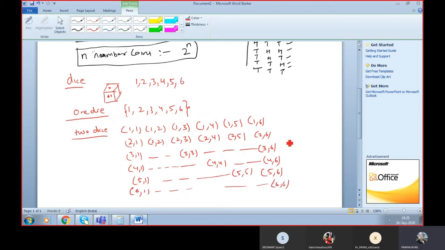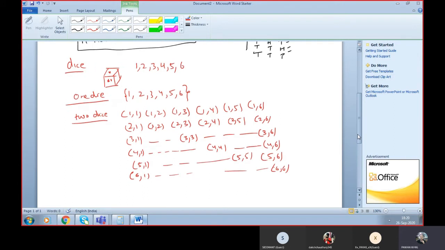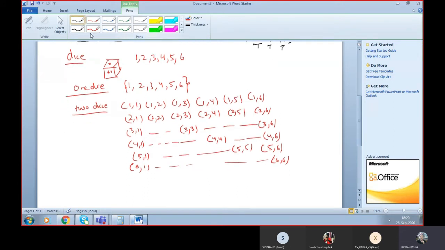So why did I design this sample space? First of all, you have to understand why there are six outcomes, because here we use a general trick: 6 raised to 1 is 6. That's why for one die, the total number of outcomes is 6. For two dice, the total number of outcomes is 6 raised to 2, that is 36. You can count it: 6 multiplied by 6, so the total is 36.